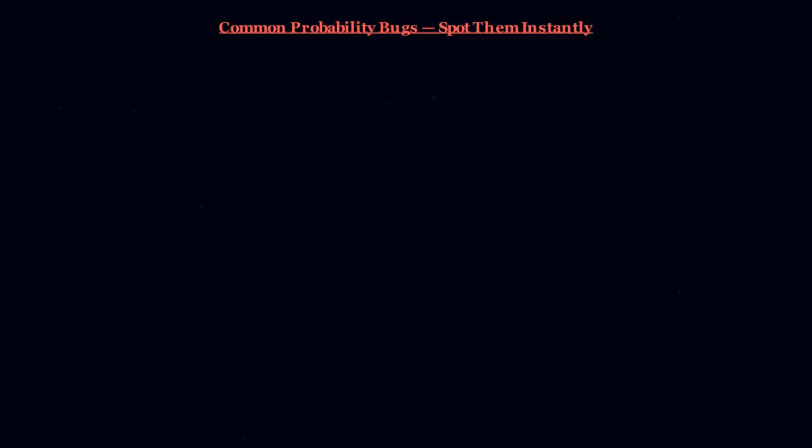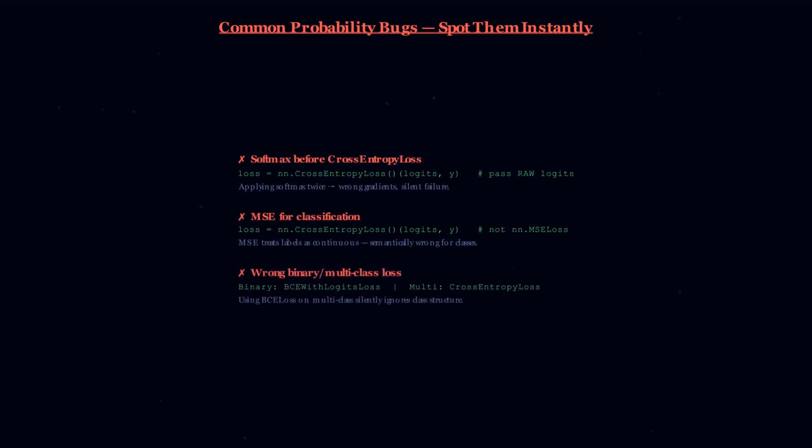3 common probability mistakes that break training, and how to spot each one instantly. Bug 1. Applying softmax before nn.CrossEntropyLoss. PyTorch's cross-entropy loss already includes log softmax internally. Applying softmax first means you apply it twice. The loss gets incorrect gradients and training silently fails. Bug 2. Using MSE loss for a classification problem. MSE treats class labels as continuous values. Class 0 and class 2 are not two apart in any meaningful sense. Always use cross-entropy for classification targets.